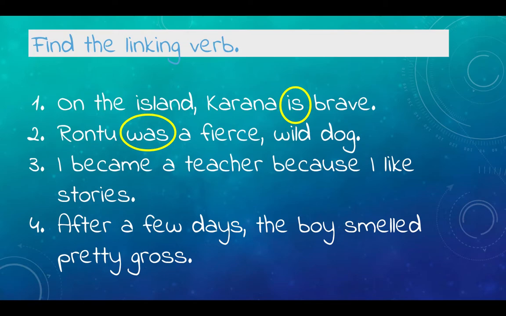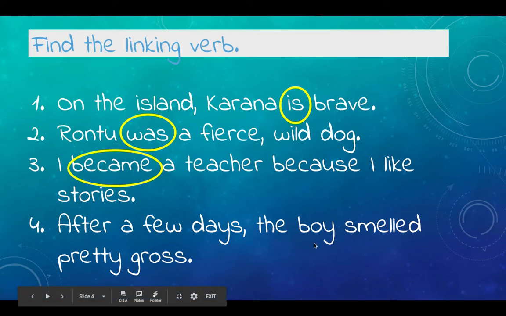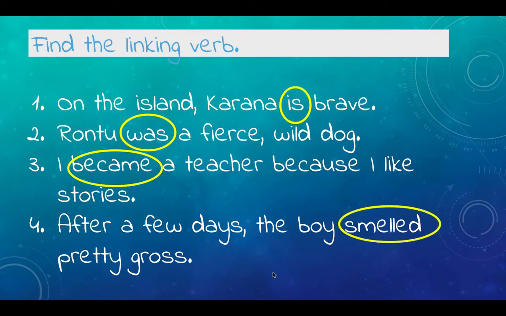In the next sentence, I became a teacher because I like stories. I'm linking the pronoun I with this other person, teacher. We're saying that they're the same thing. And so we're linking them with the word became. So that's a linking verb. In our fourth sentence, after a few days, the boy smelled pretty gross. Oh, that doesn't sound good. He needs to shower. But anyway, we're linking the word boy with the word gross, and the way that we're doing that is through the word smelled.